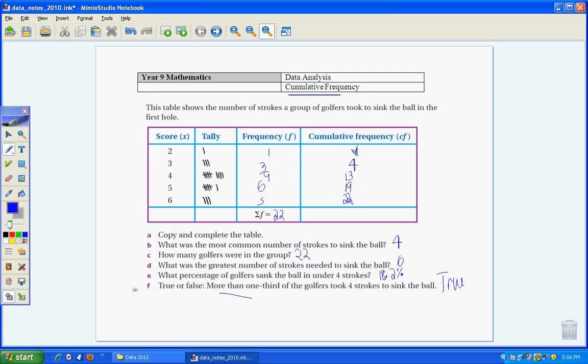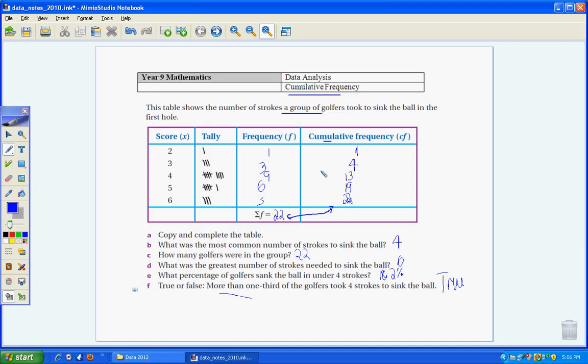So the first one is 1, and then you've got 3 there. So in total we've got 4, so we're accumulating as we go through. Then we add 9, we get 13, add 6 to get 19, add 3 is 22. These two scores should be the same when we finish our cumulative frequency, because it should be the total scores. So that's what the table should look like when we do this problem here.